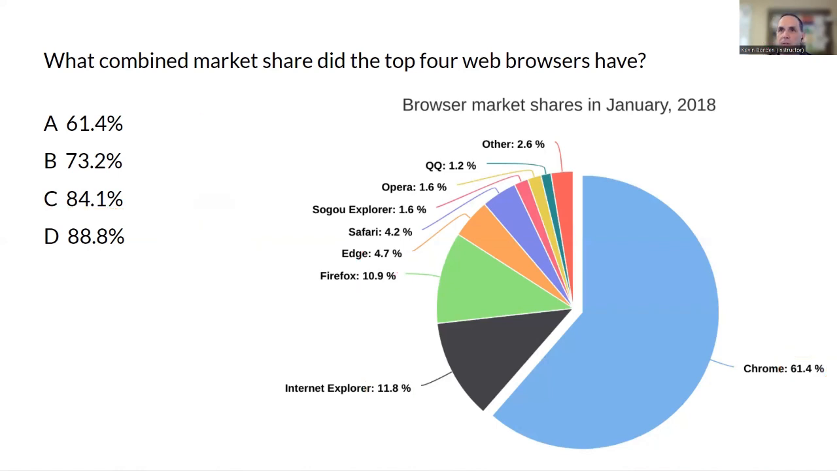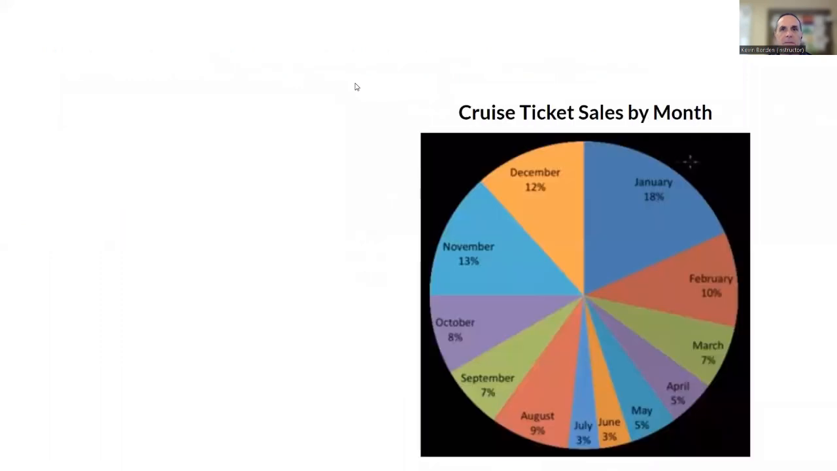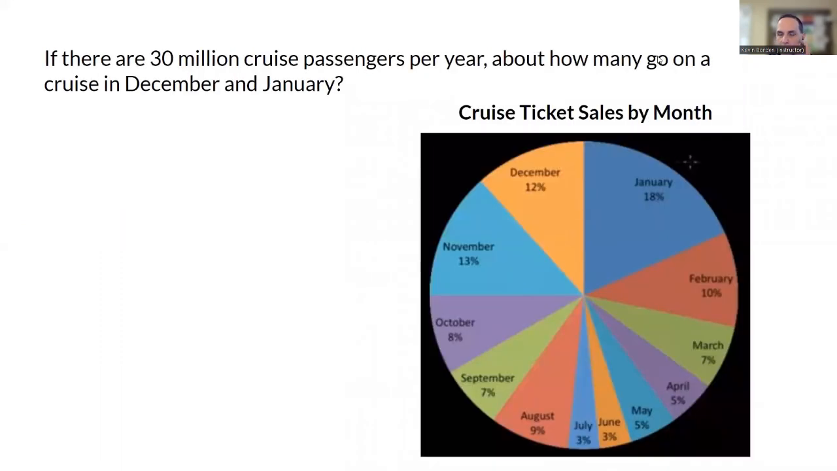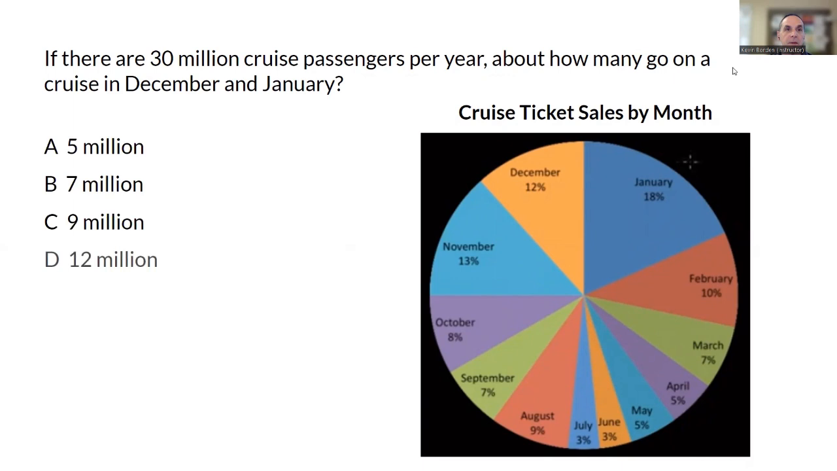Clear off the drawings. Here's our cruise ticket sales per month. Just an example how lots of different questions can be asked about the same chart. There are 30 million cruise passengers per year. About how many go on a cruise in December and January?